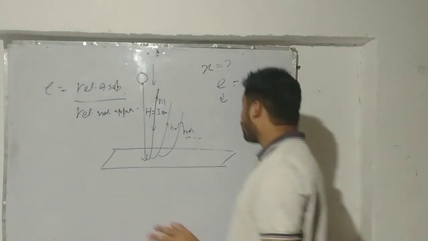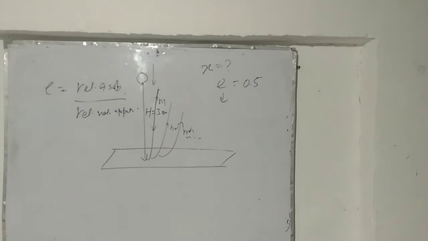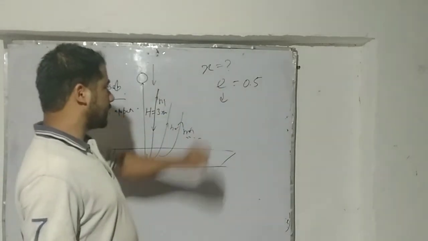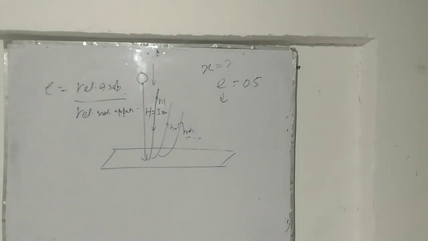Before the particle can stop, how much distance will it cover? That stopping distance, which I denote x, is something I will calculate here. The coefficient of restitution in the question is given as 0.5, but I will use the definition of the coefficient of restitution.